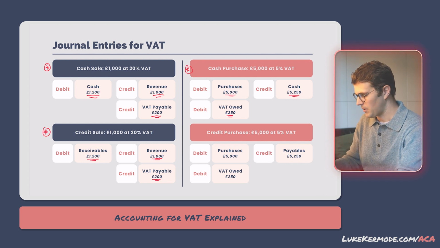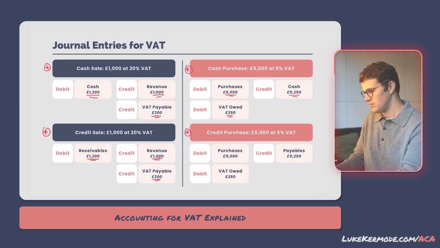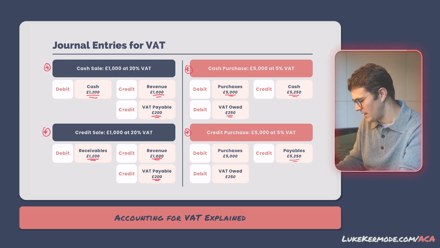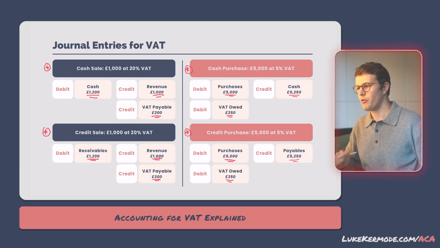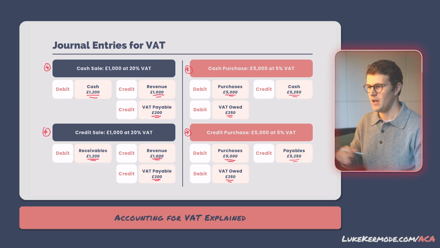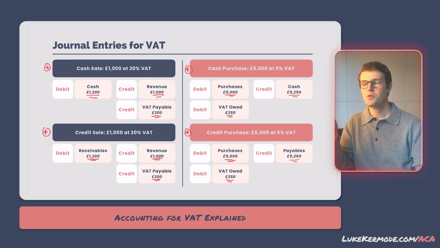So the same treatment applies to credit purchases, but instead of crediting cash, we need to create a payable. So we're debiting our purchases of £5,000. We're again debiting our VAT owed of £250, and we're crediting trade payables of £5,250.